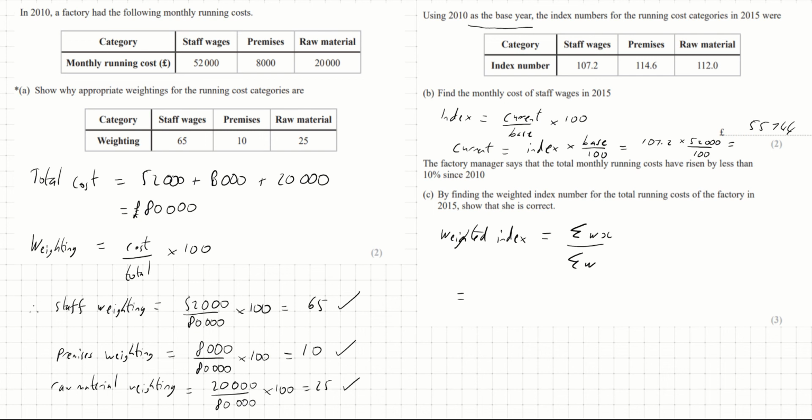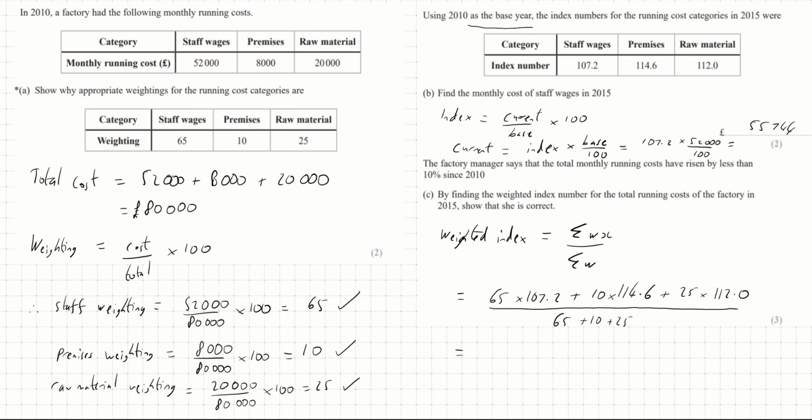Our first weight, going back, was for staff wages, it's 65. So we multiply that by our index number for staff wages, 107.2. We're going to do that for all of them and then add them together. So we do 65 times 107.2. Then we add the premises, which is 10 times 114.6, and then we add raw material, which has weight 25, times the index value 112.0, and we divide that by the sum of the weights. Well, we already know that's 100, but let's write that in full: the sum of the weights is 65 plus 10 plus 25.